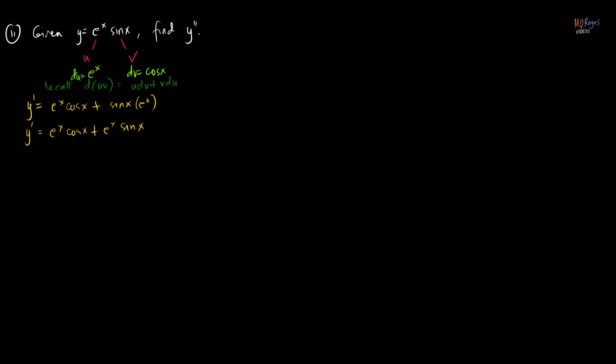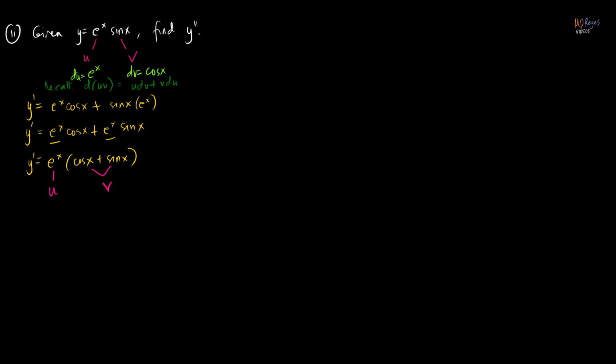So you have two options here. You may factor out the common factor e to the x, or you may leave it as is before we differentiate y prime again. So if we differentiate y prime again, we'll have y double prime. If we factor out e to the x from the two terms, we'll have e to the x times cosine of x plus sine of x. Okay. Differentiating this again, y double prime will be the derivative of u times v, where u is equal to e to the x and v is equal to this.